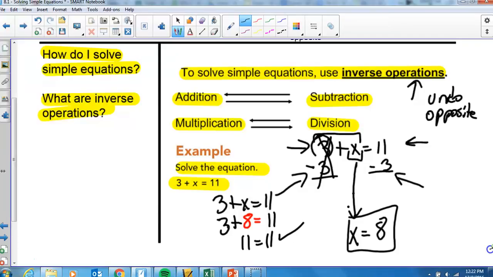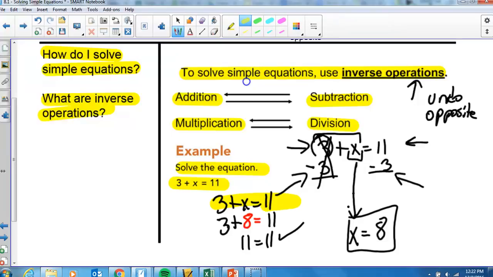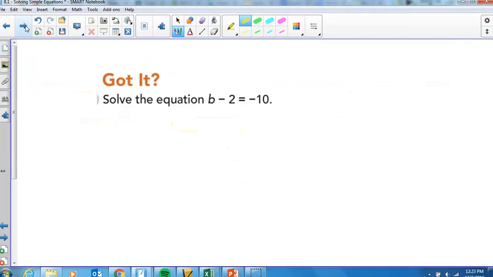Now, the next one I'm going to work a little bit different, and I'm going to have you add a couple things. So, as you're working right now, yes, I do want you to have these things copied down. All right, this next equation, we have b minus 2 equals negative 10.